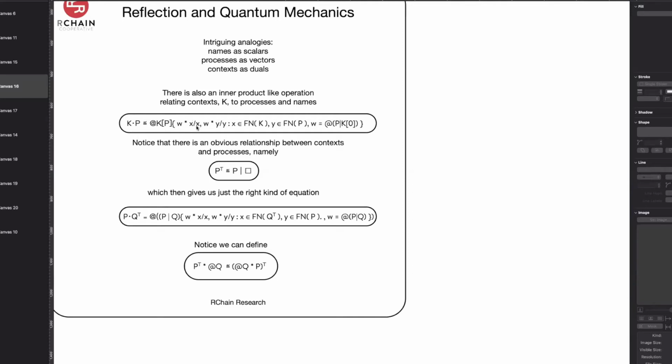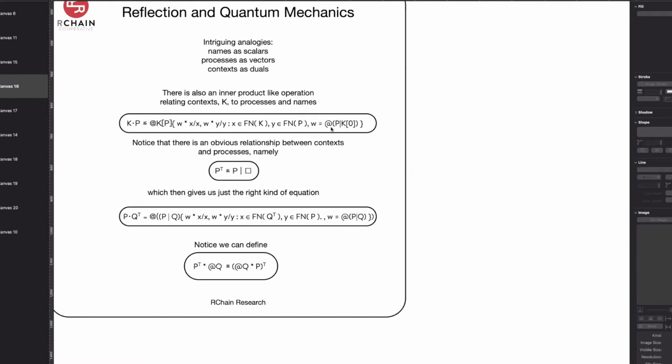And the substitution is going to apply over the free names of K and the free names of P. And we're just going to do this multiplication where W is going to be the name of P par K of 0. So hopefully this all makes sense. It should be very clear. A W is just a name we can form.